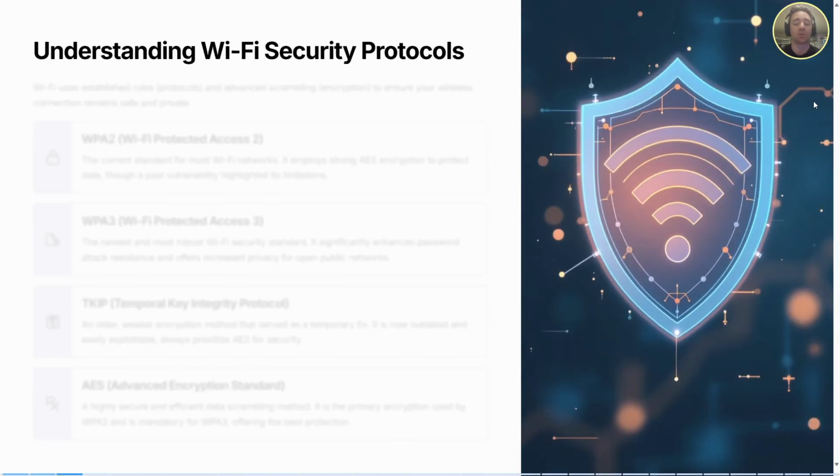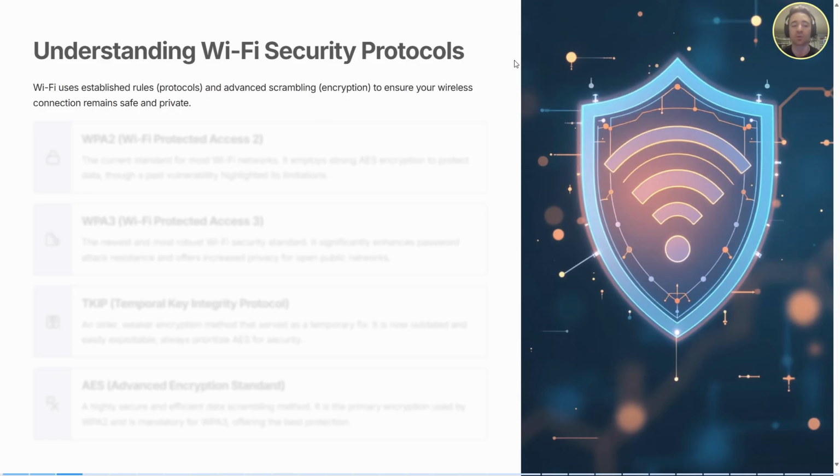First of all, Wi-Fi security protocols. Wi-Fi uses established rules, otherwise known as protocols, and advanced scrambling or encryption to ensure your wireless connection remains safe and private. So these are the two things we need to know about here. We need to know about the Wi-Fi protocols, and separate to that, the methods of encryption that they use.